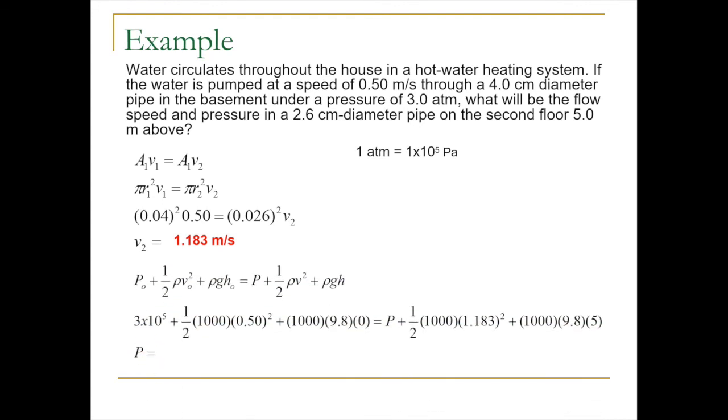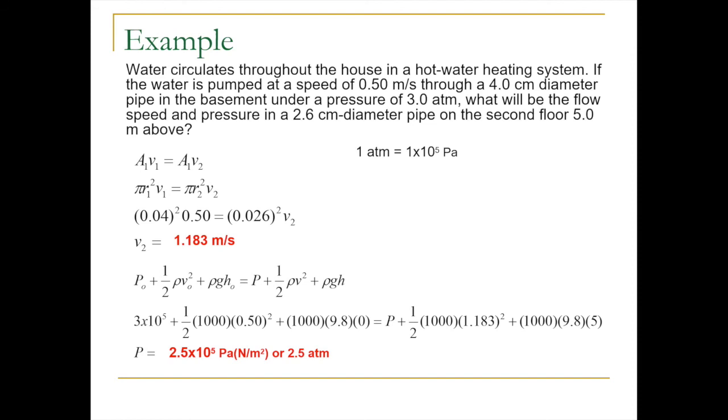We have to start off with the first idea, which is determine what the speed of the water is in the smaller pipe. So again, we have a unit issue that we have to consider. We have the initial speed of 0.5 meters per second, but we have this diameter in centimeters, so we have to convert that into meters. But when we do so, what we find out is that the speed of the water in this new pipe is actually 1.183 meters per second.